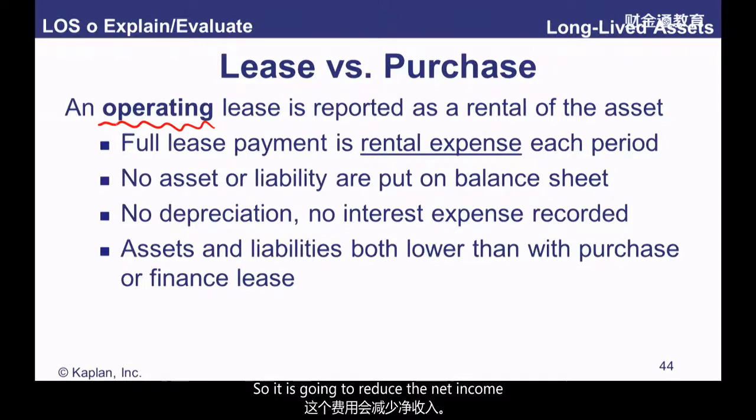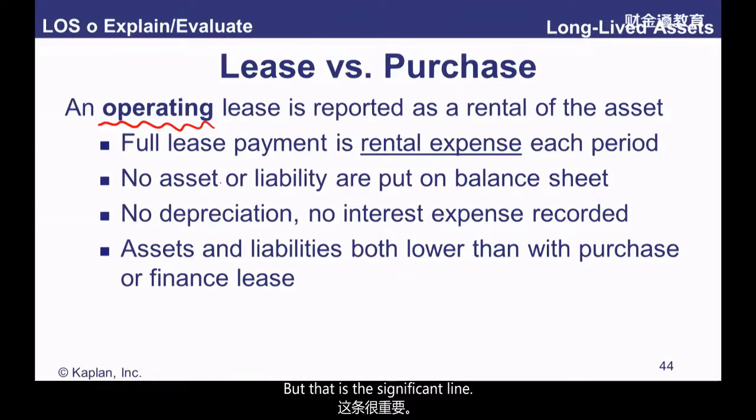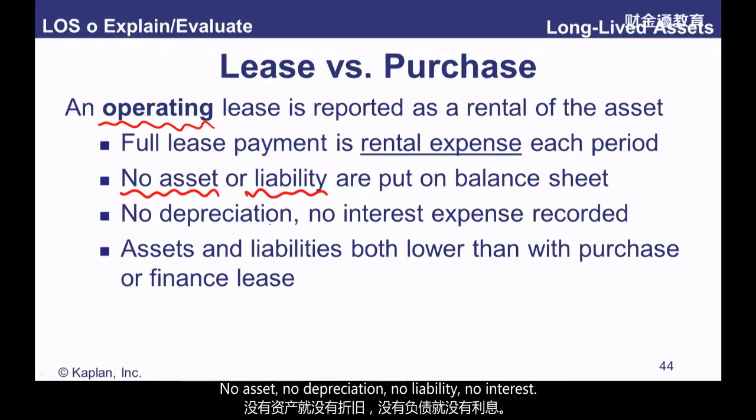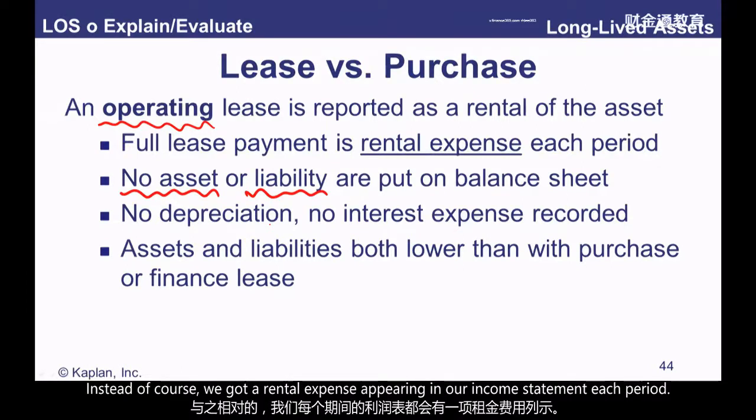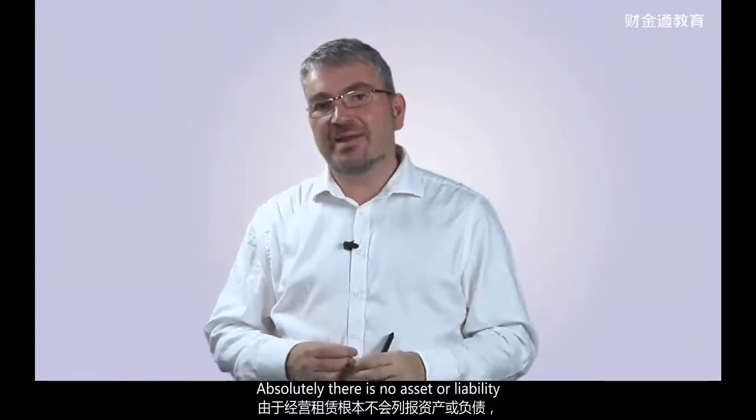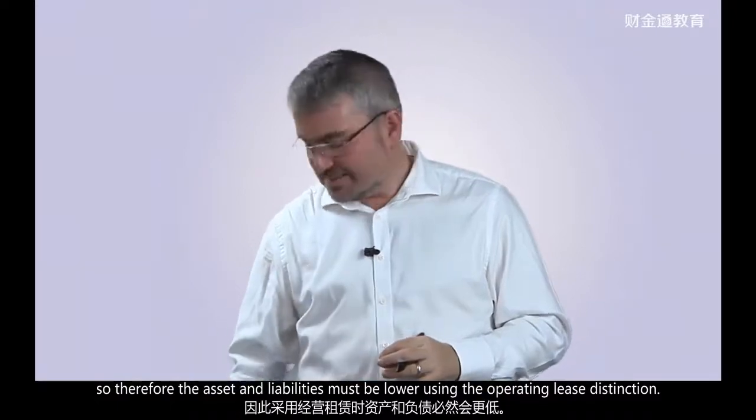So it's going to reduce net income, and of course in the balance sheet our cash drops by the rental payment. But that is the significant line. Operating leases, no asset, no liability on the balance sheet. No asset, no depreciation. No liability, no interest. Instead, of course, we've got a rental expense appearing in our income statement each period. Okay. Now, assets and liabilities will be lower than with purchase or a finance lease. Absolutely. There is no asset or liability. So therefore, assets and liabilities must be lower using the operating lease distinction.